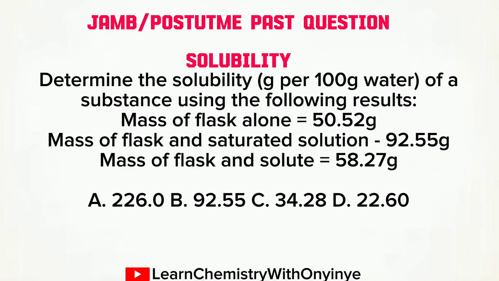Determine the solubility in gram per 100 gram water of a substance using the following result. Mass of flask alone, 50.52 gram. Mass of flask and saturated solution, 92.55 gram. Mass of flask and solute, 58.27 gram. Options you have: A is 226.0, B 92.55, C 34.28, D 22.60.